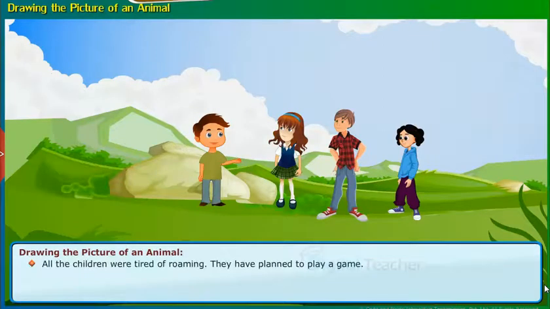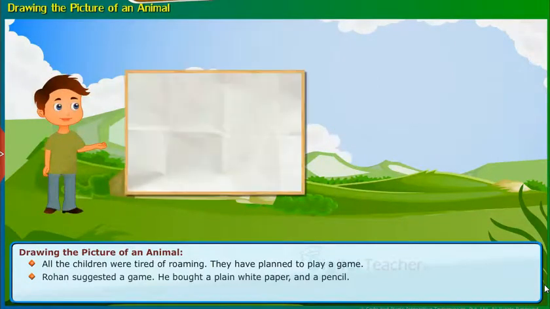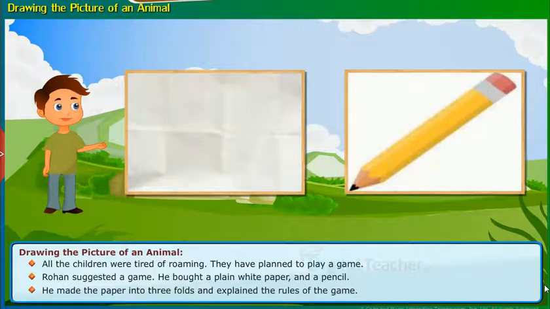All the children were tired of roaming. They have planned to play a game. Rohan suggested a game. He bought a plain white paper and a pencil. He made the paper into 3 folds and explained the rules of the game.